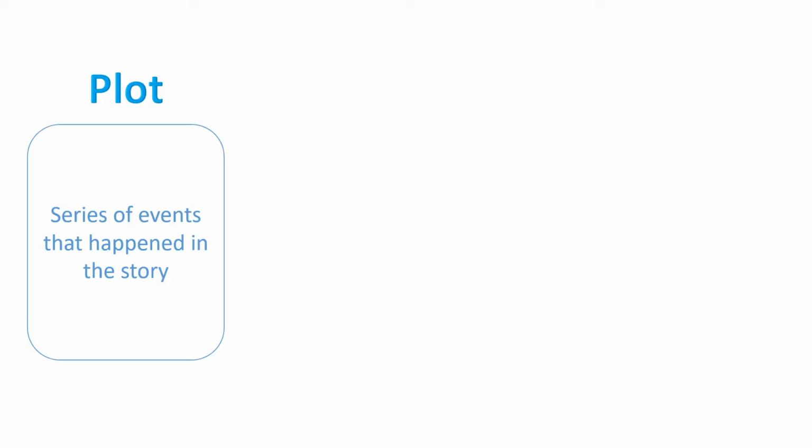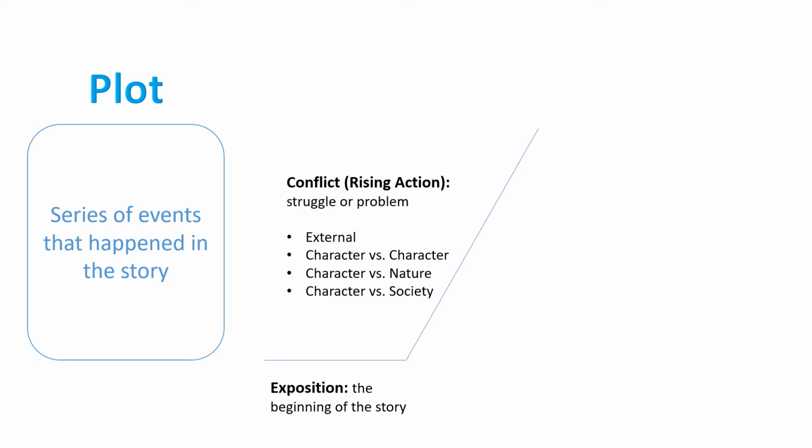Plot is the series of events that happen in the story. It has 5 parts. First, the exposition. It is the beginning of the story that usually describes what the characters look like and where they live. Second is conflict or rising action. It introduces the problem of the main character, which can be external or a battle against himself or herself.